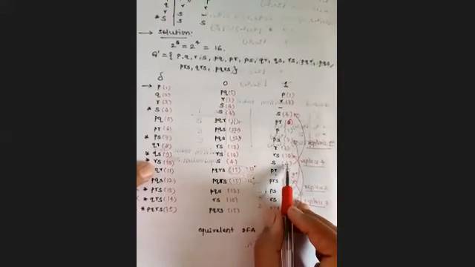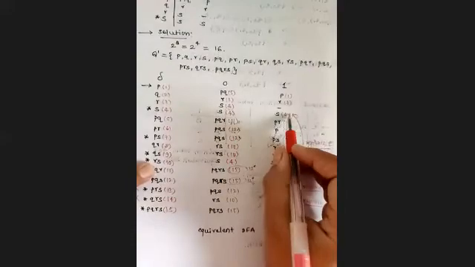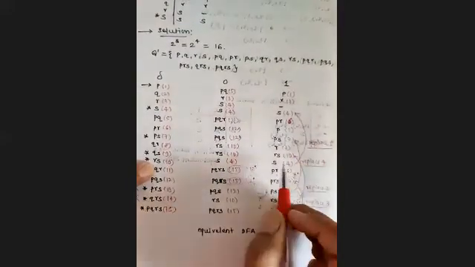Next is RS. RS will be replaced with this state number 4. 10 will be replaced with 4.